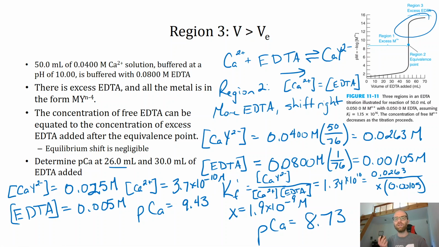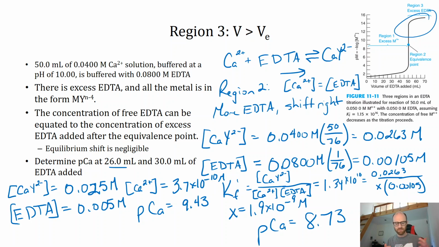Interestingly, it's not going to approach any certain value as far as I know, because the pCa is not directly dependent upon the excess EDTA concentration, right? You're not taking the negative log of 0.08 and using that as your idea of what a maximum is, which is what we did in the acid-base titrations.